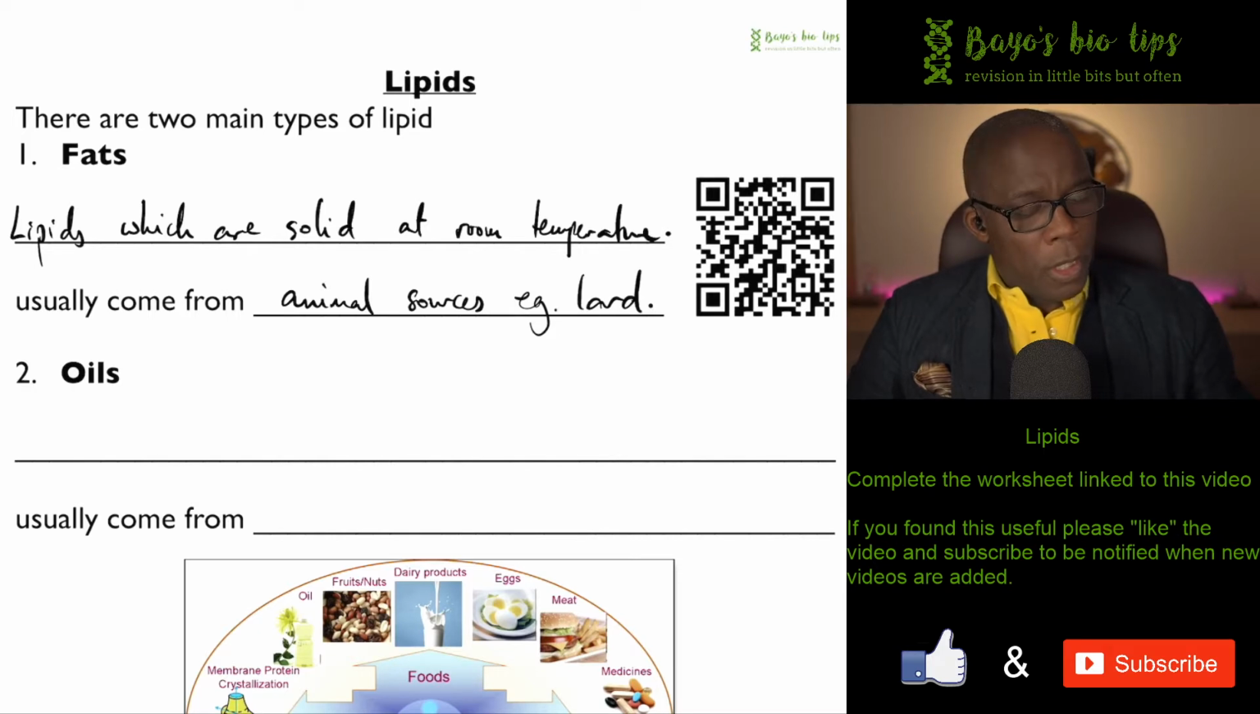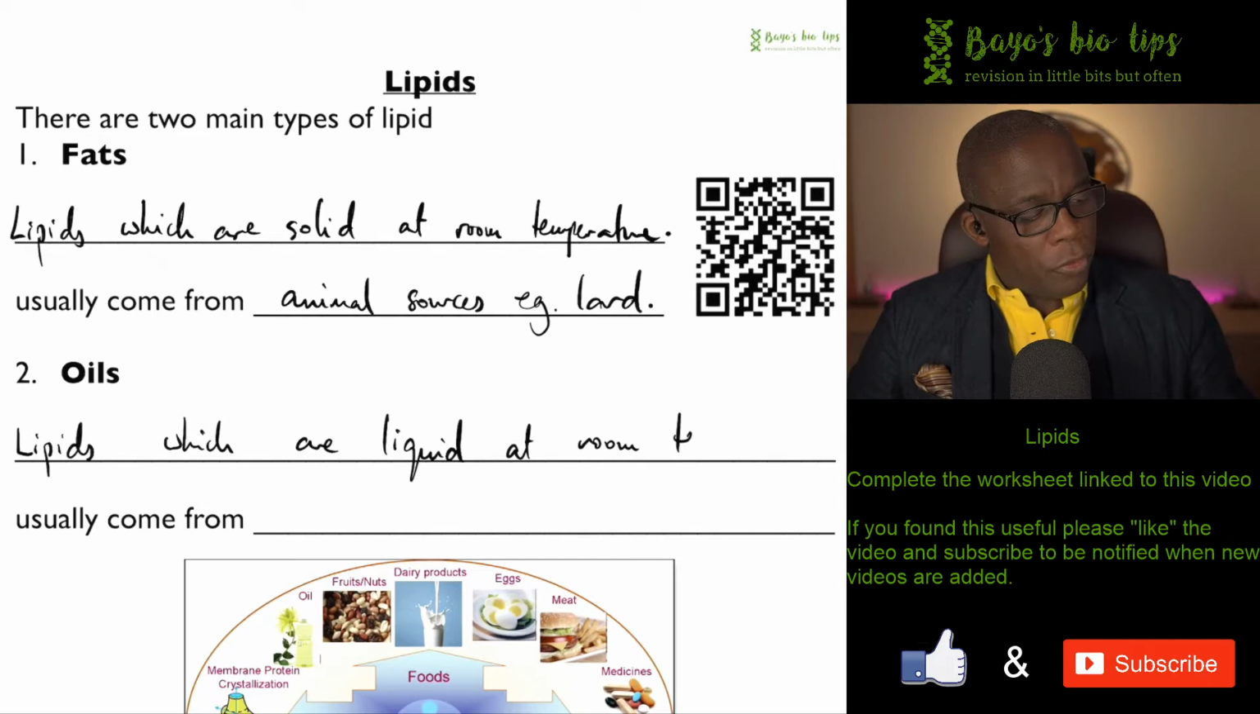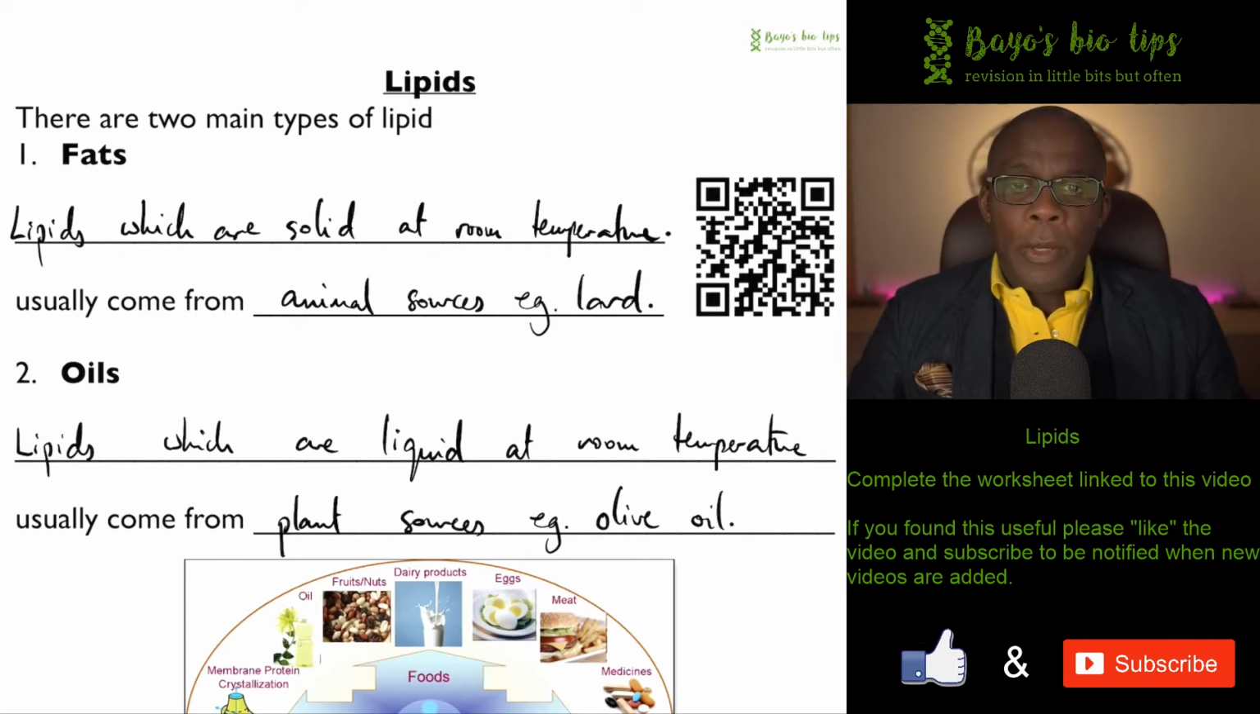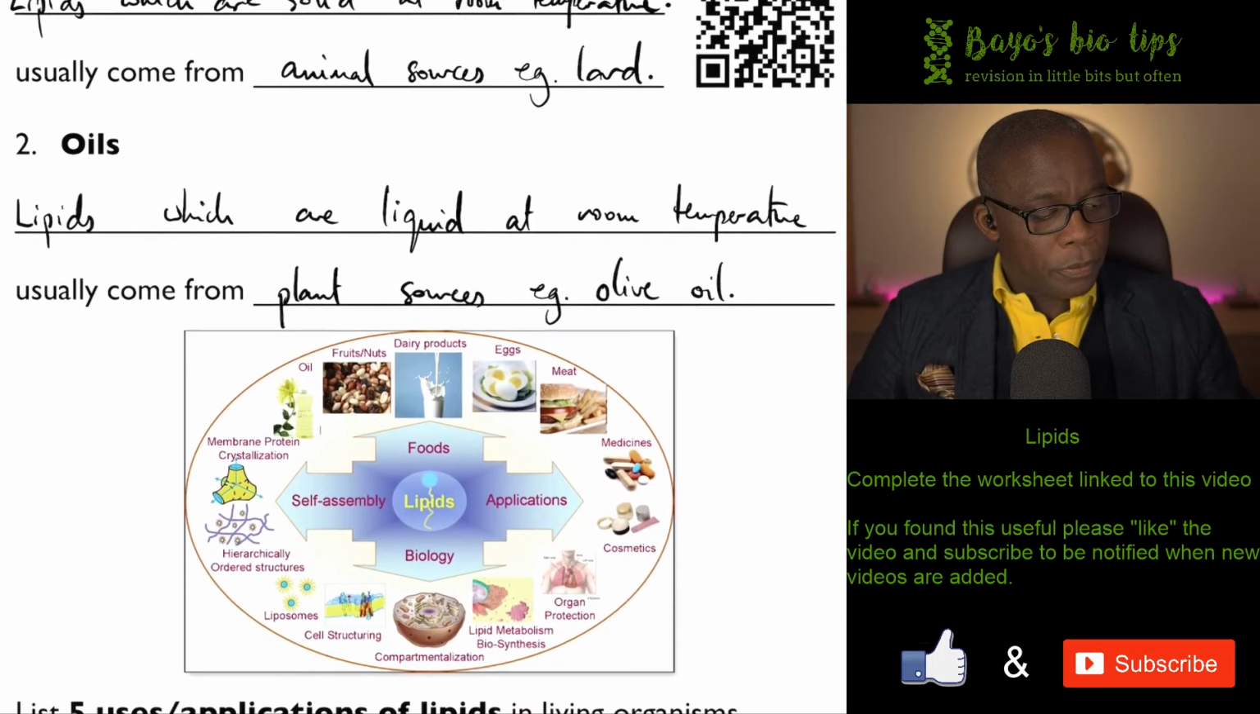Okay. And then oils are lipids which are liquid at room temperature, and they usually come from plant sources. So plant sources, for example, olive oil. Okay, so that's a quick introduction to the difference between fats and oils.